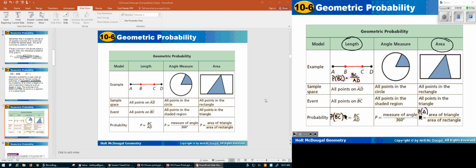Okay? The other thing we're going to talk about is in terms of a circle. We have not learned how to find the area of this blue shaded region yet. We're going to learn that coming up.